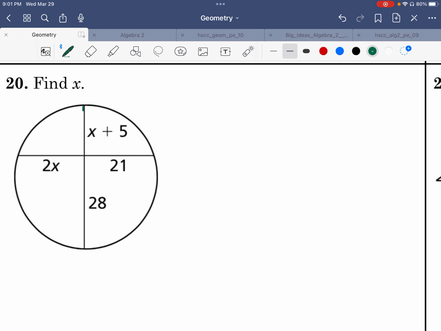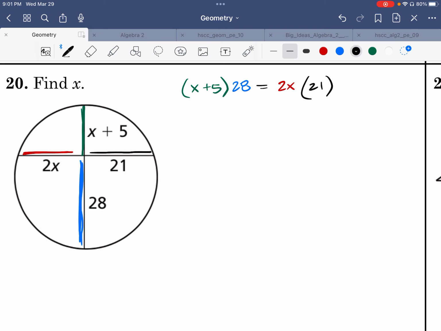So this one, when they intersect inside the circle, what we do is we take the pieces of the segments and multiply them together, and they should equal the other chord's pieces. So we're going to grab all those pieces and multiply them by each other, and they should equal the product of the other chord. We're going to take the green one, which is x plus 5, and multiply it by the blue one, the 28. And that should equal taking the red one, 2x, and multiplying that by the black one, 21.